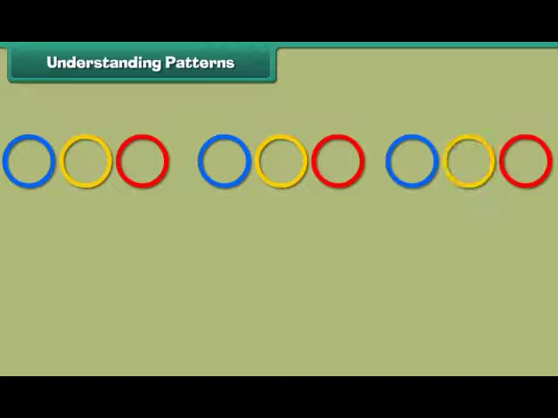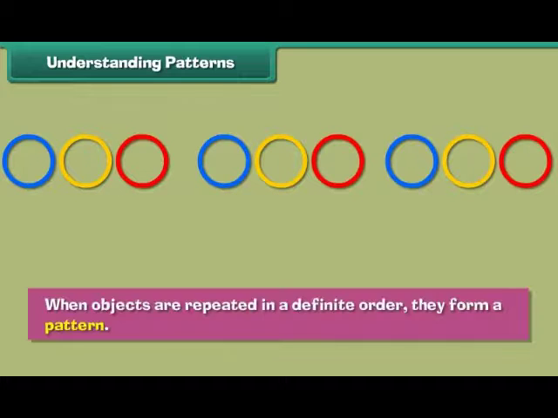Understanding patterns. Look at this arrangement of rings. A blue ring is followed by a yellow ring, followed by a red ring. This arrangement is repeated 3 times. When objects are repeated in a definite order, they form a pattern.